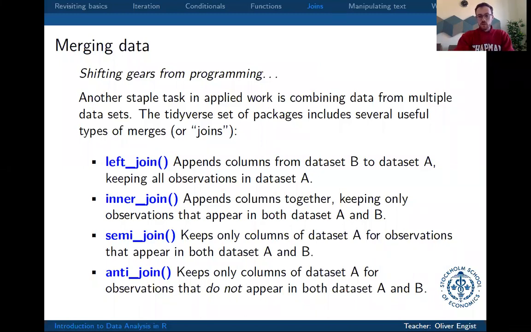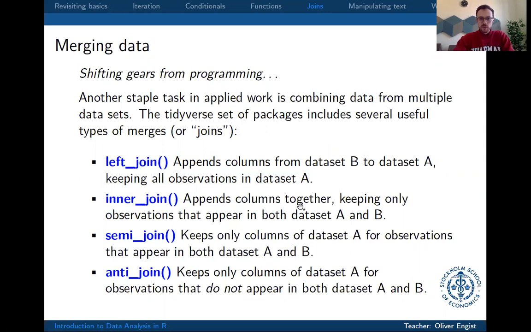And R provides different functions to merge data. The first one that we're going to look at is the so-called left join. The left join lets you combine a dataset A with a dataset B, and it keeps everything from dataset A, so from the left dataset, and just appends the columns from dataset B for those observations that could be found in both dataset A and dataset B. For all the observations in dataset B that could not be matched to an observation in dataset A, they will just be deleted.